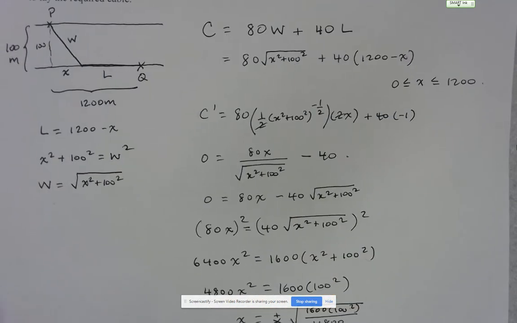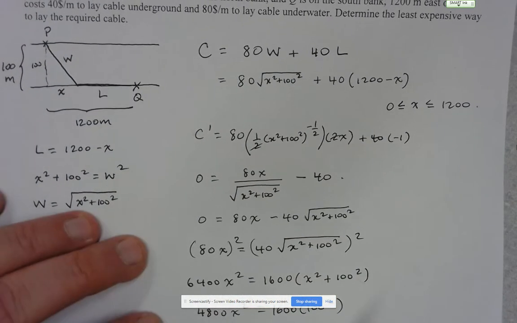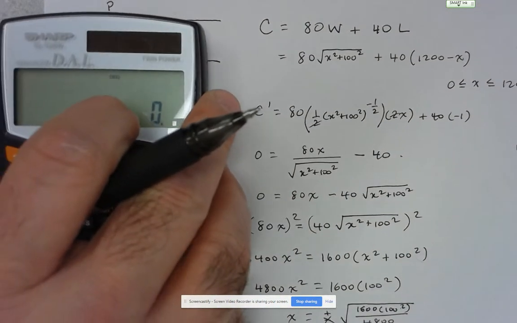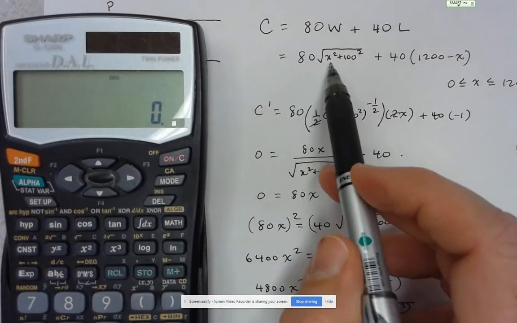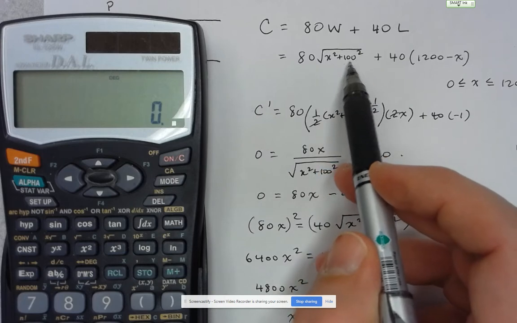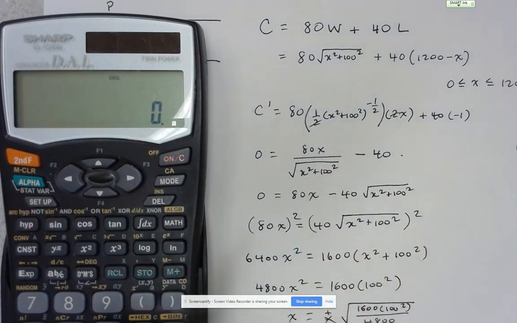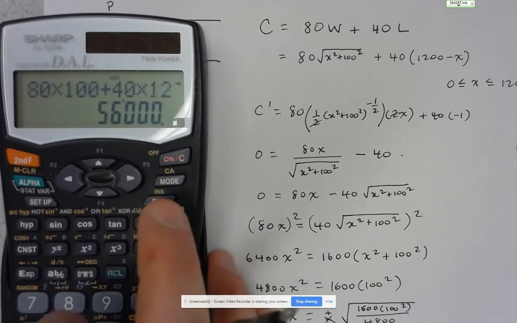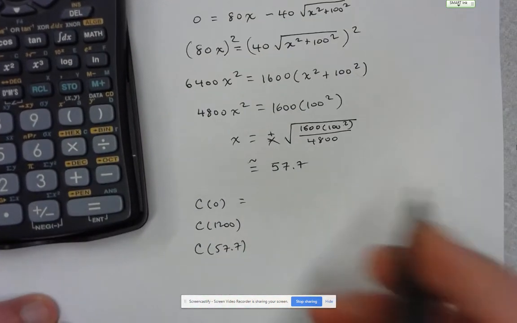Okay, so let's go here and let's put in the cost when x is equal to 0. So here, 0 plus 100 squared, the square root of 100 squared is 100, so I have 80 times 100, plus 40 times, well, if x is equal to 0, this is just 1200. 40 times 1200. And so the cost here is $56,000.